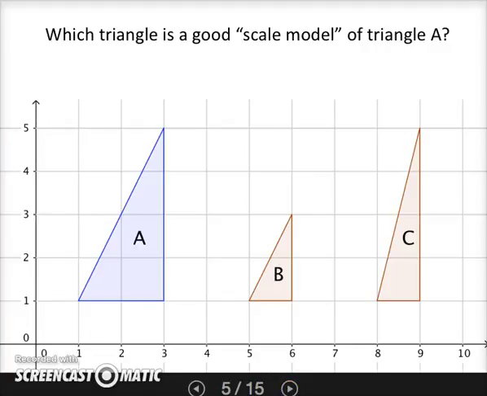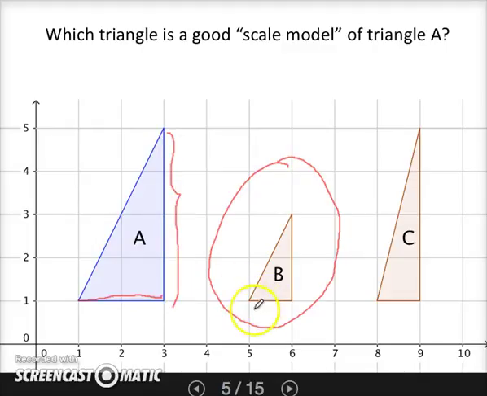Okay, so which triangle looks like a good scale model of triangle A? Triangle B or triangle C? If you said triangle B, that's probably because you somehow intuitively knew that the ratio of this leg of the triangle to this leg was the same as the ratio of this leg to this leg. I'm calling them legs because these are both right triangles.